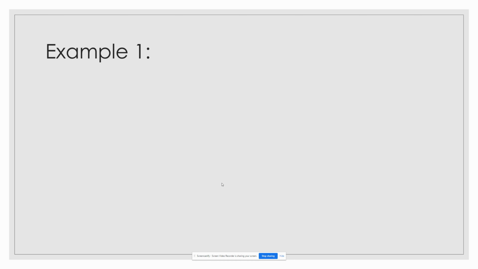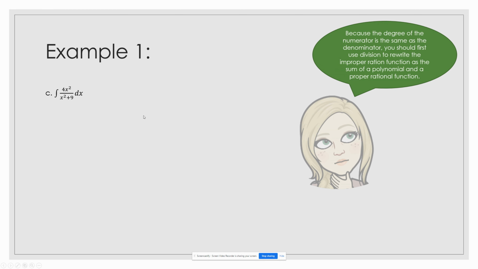So c was the next one, and we have 4x squared over x squared plus 9 dx. So we want to find the integral of this here. Well, I'm thinking because the degree of the numerator is the same as the denominator, I should use division to rewrite an improper rational function as the sum of a polynomial and a proper rational function. Let's long divide it.